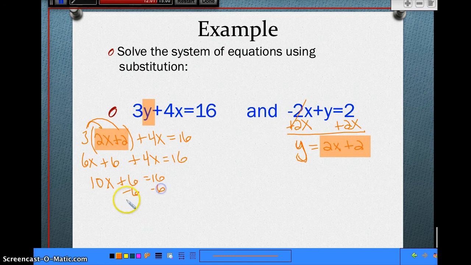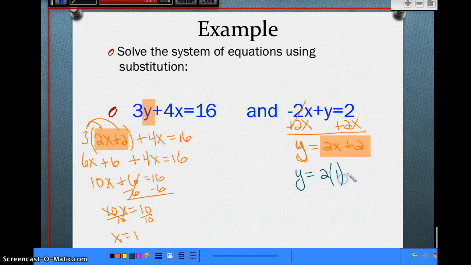Subtracting 6 from both sides, that will give me 10x equals 10. Divide by 10, and we end up with x is equal to 1. That's my first answer. I have to go back now and find y. So use the equation you have over here and substitute in what you found for x, which is 1. Substitute that in for x in the second equation. And we end up with getting 2 times 1 is 2, and 2 plus 2 is equal to 4.